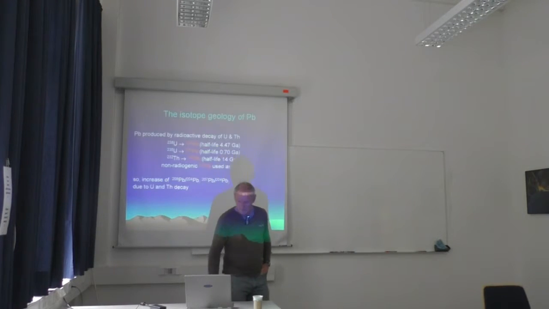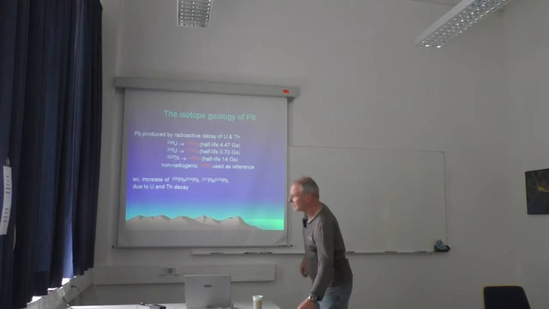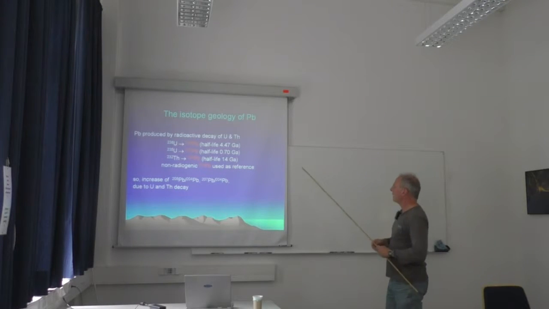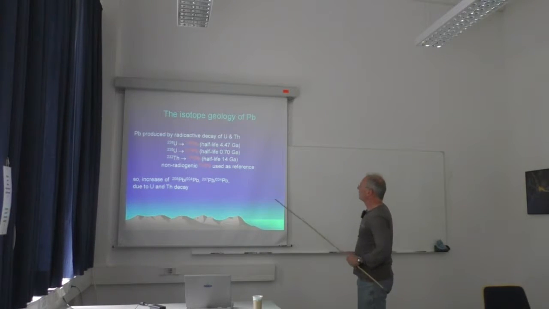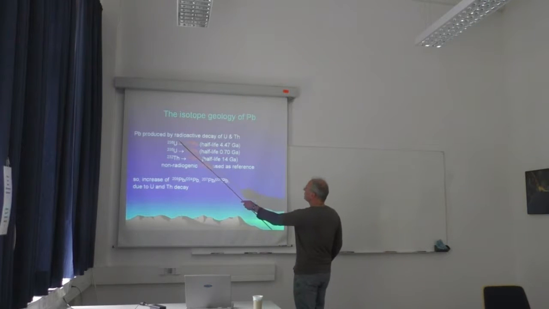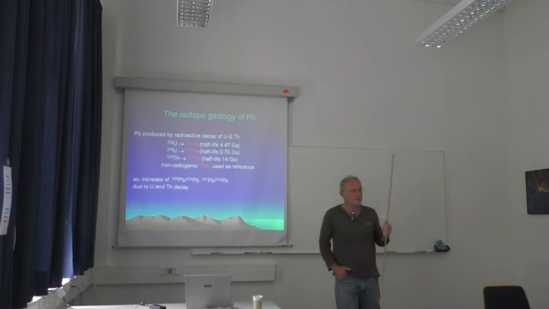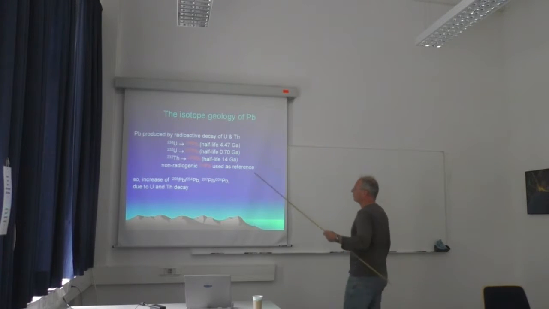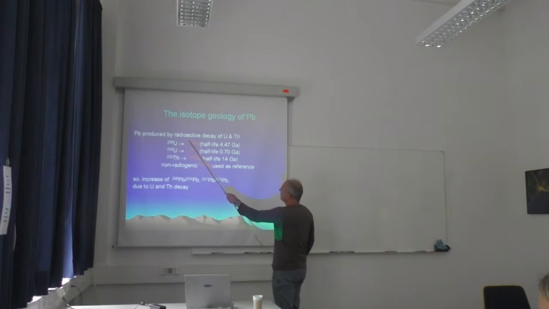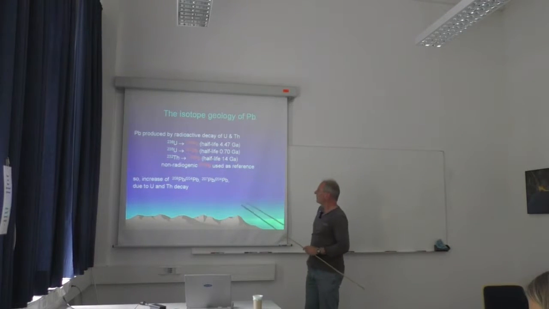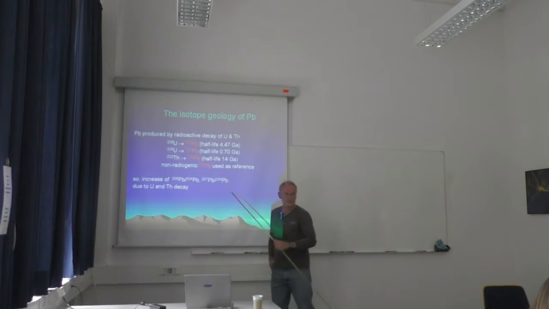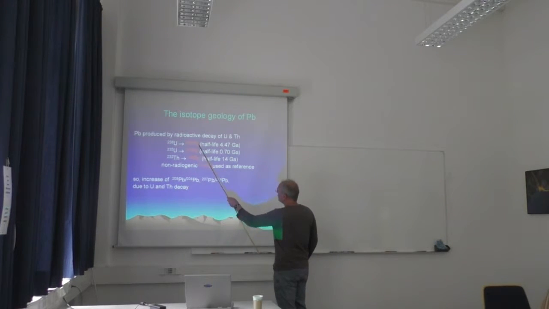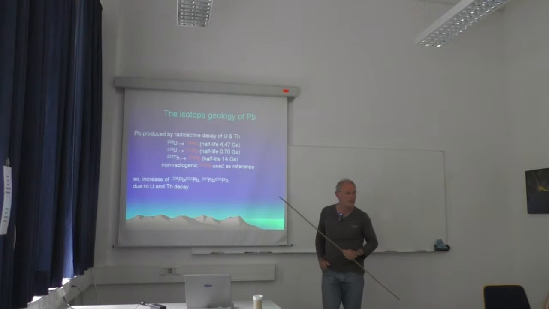But let's start with the uranium-lead system, or with the geology of lead. What we can see here is that we have three different radioactive isotopes, which all produce different lead isotopes. Two uraniums produce two different leads, and one thorium produces another lead. This one you could call the uranogenic lead, this one you could call the thorogenic lead.